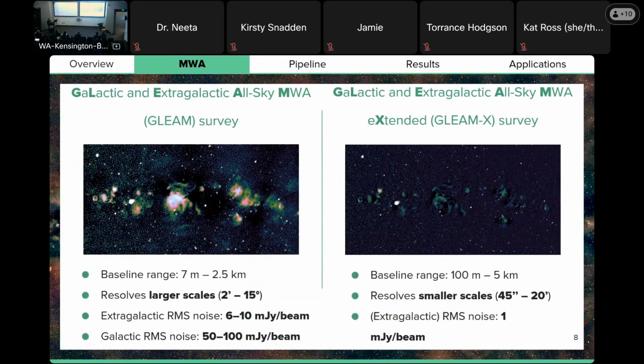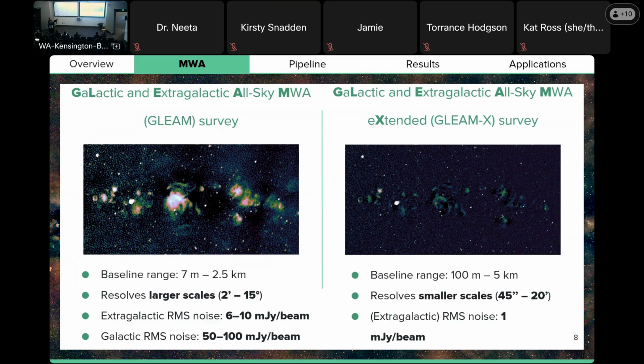The main difference between these two surveys is that they have been taken using two configurations of the array. In particular, GLEAM has been observed using phase 1, which had a very dense core of short baselines with a maximum baseline of 2.5 kilometers. This made the surveys quite sensitive to the larger scales, from 2 arcminutes to 15 degrees. But we had quite high RMS noise over the image, varying from 6 to 10 millijansky per beam in the extragalactic sky, and from 50 to 100 along the galactic plane.